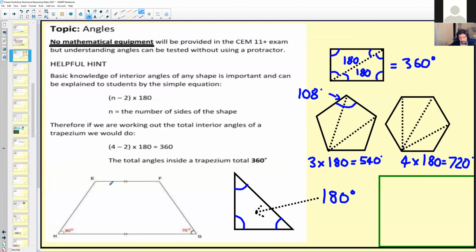So again, an example here: a trapezium, a shape we could divide into 2 triangles, or 4 minus 2, so 2 times 180 gets us to 360. A particularly useful little fact, circumventing some of those nasty formulae that otherwise have to be memorized.